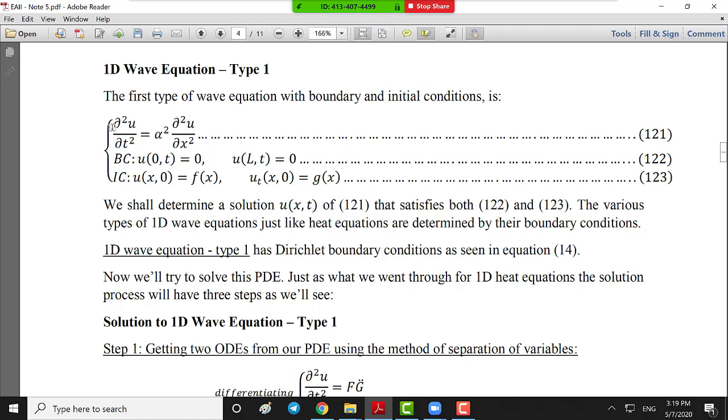Now, this is our PDE. These are our boundary conditions, which are of Dirichlet type, and these are the two initial conditions that we need. The first one is the initial position, and the second one is the initial velocity of the string. Yes?